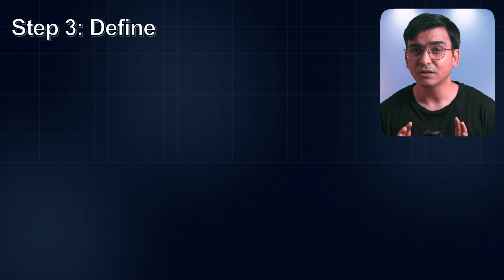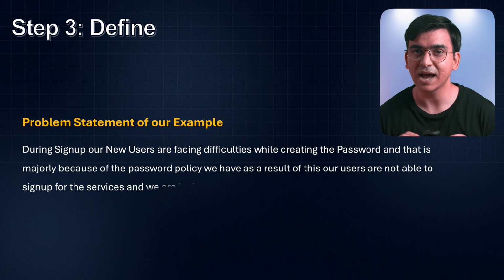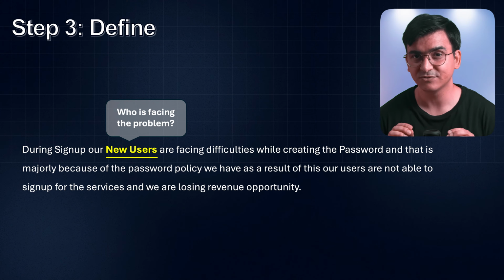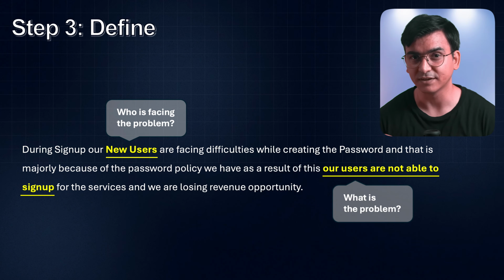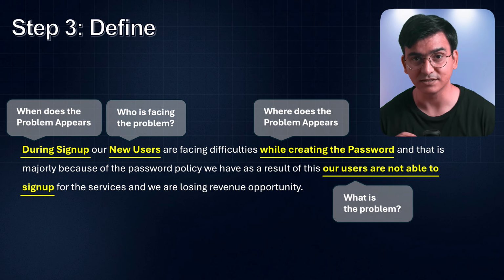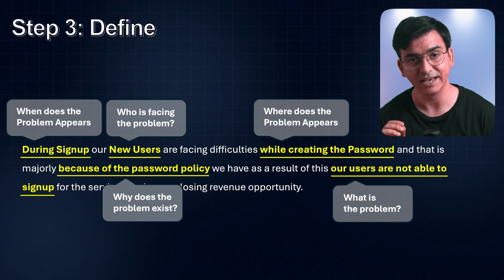In the example of the problem statement I shared earlier, here is how I answered all these questions. This defines who is facing the problem. This defines what is the problem. This defines when does the problem appear. This defines where does the problem appear. And this defines why does the problem exist.